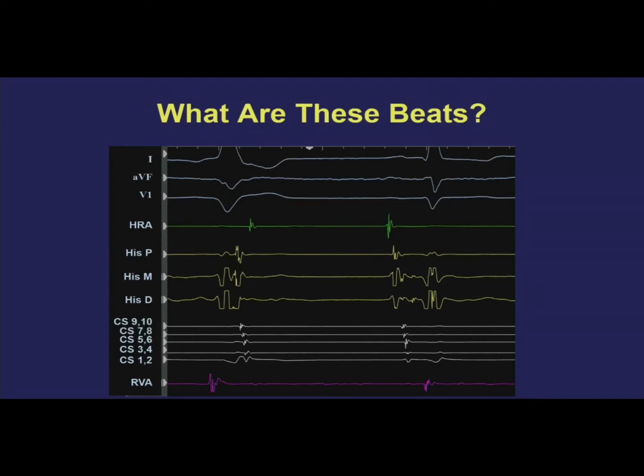So concentric activation is a term that suggests that in the coronary sinus catheter, you're going 9-10 out to 1-2. You're going right to left in that catheter. Okay? So in sinus rhythm, everyone agrees that, yes, that's the direction you'd expect the wavefront to propagate, from right atrium across the right atrium, then across the left atrium.